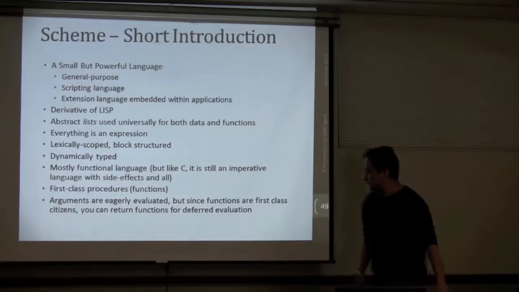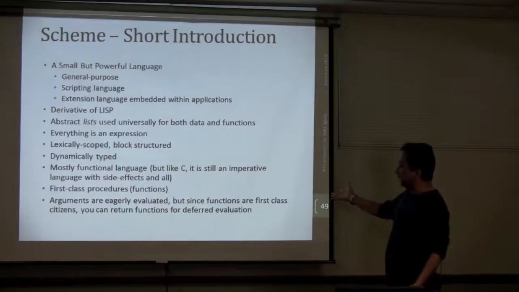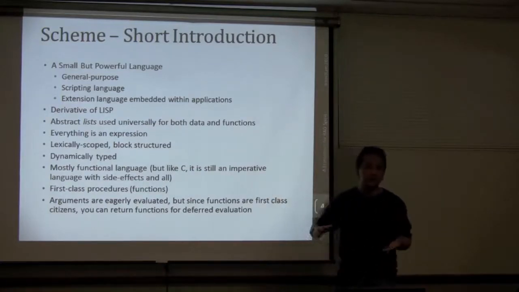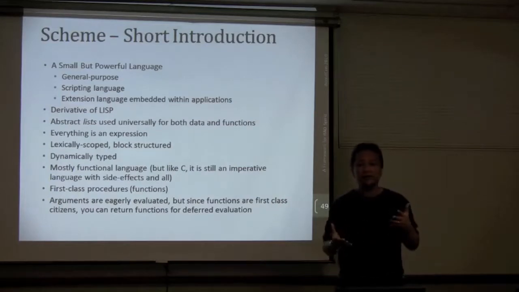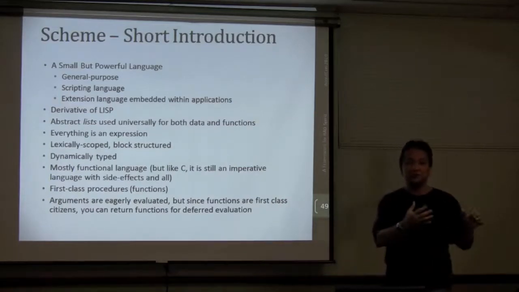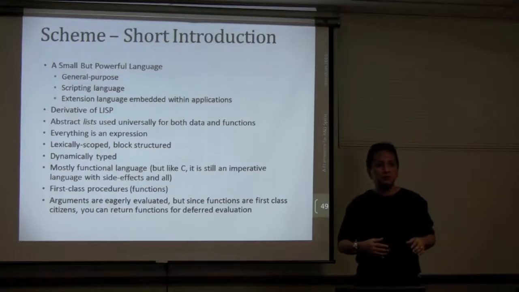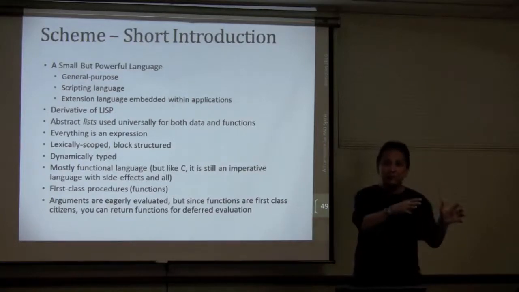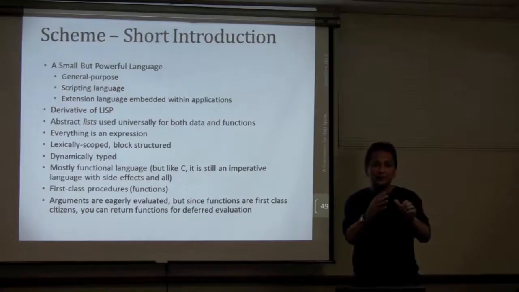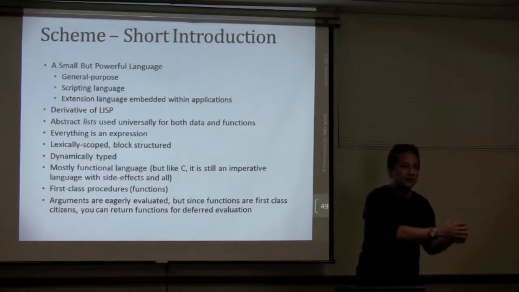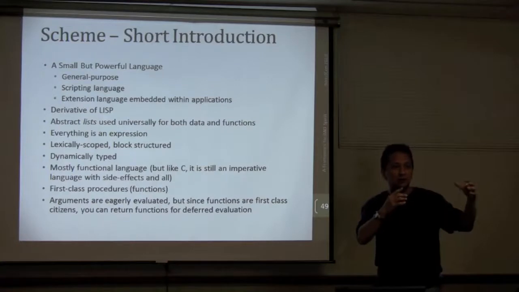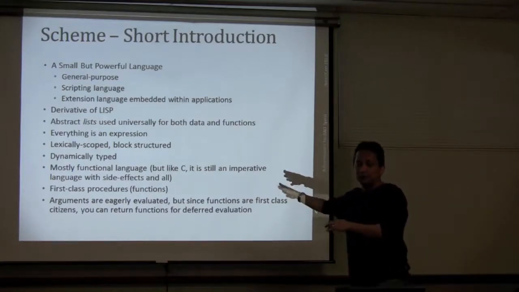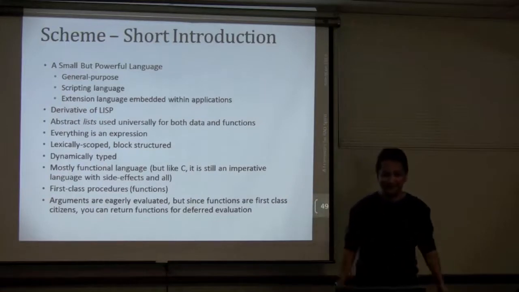With Scheme, you can have functions that return functions. That's your way to have lazy evaluation. Just return a function. Some people call that a promise. You don't actually evaluate, but you return another function, and that function, when evaluated, calls the promised function, something like that.